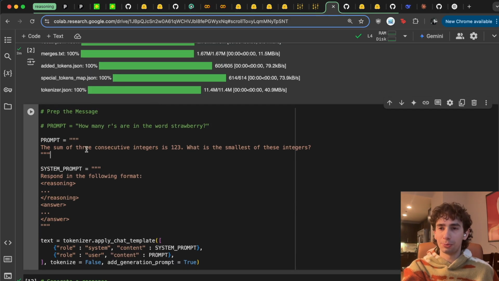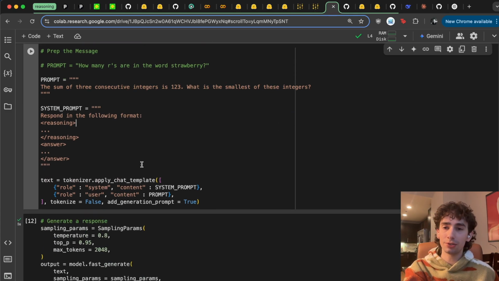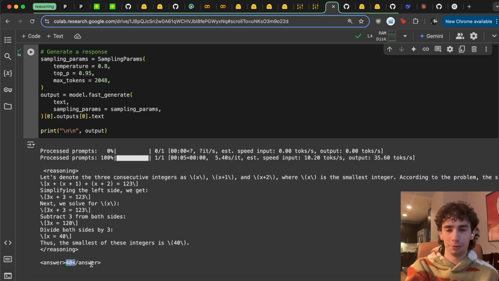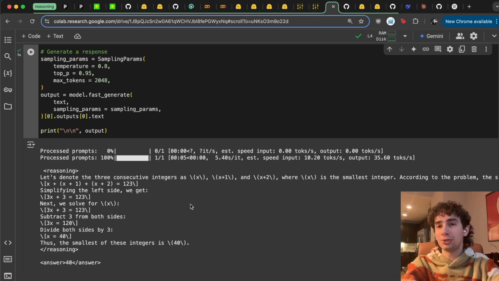Putting in a more specific math problem: the sum of 3 consecutive integers is 1, 2, 3. What is the smallest of these integers? We can generate and see that it can also do a lot more math as well, correctly answering 40. So we've successfully been able to train a small model to learn and enhance a little bit of its reasoning capabilities with GRPO.